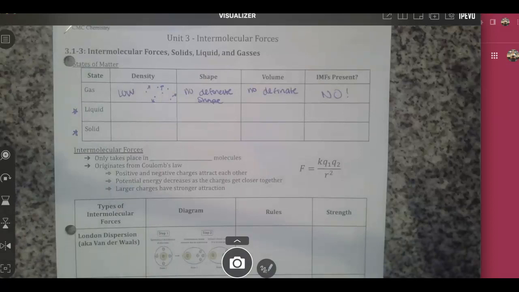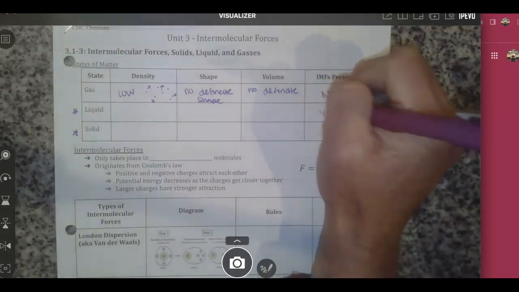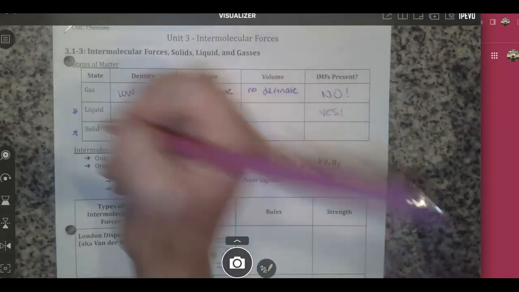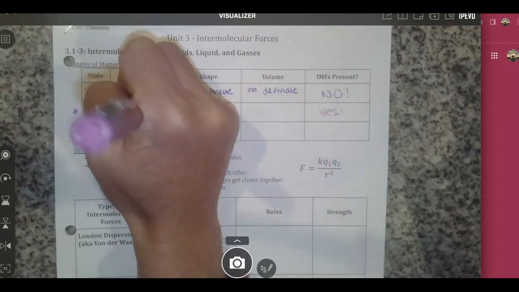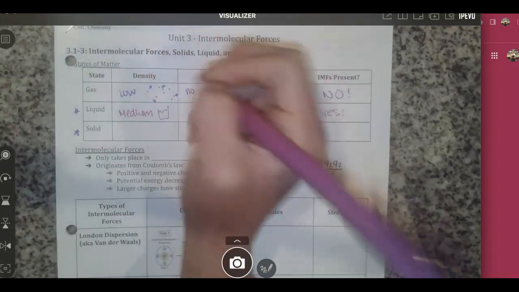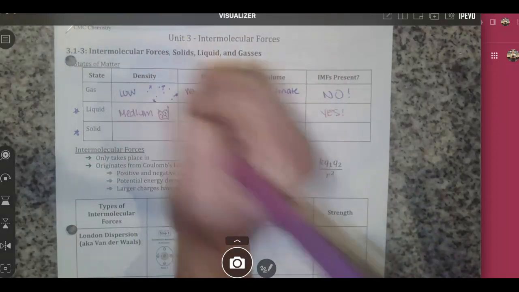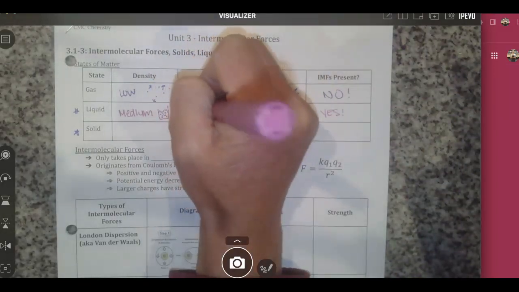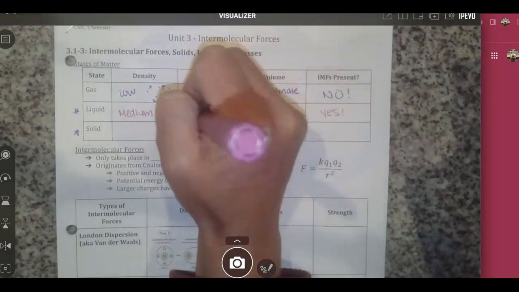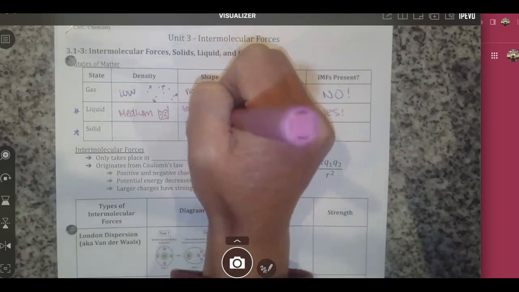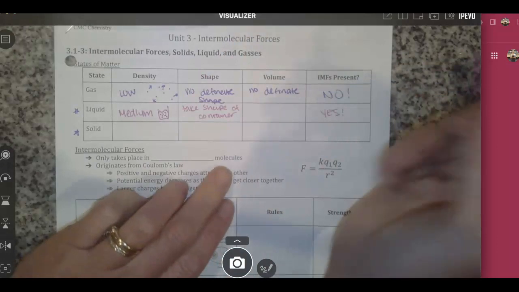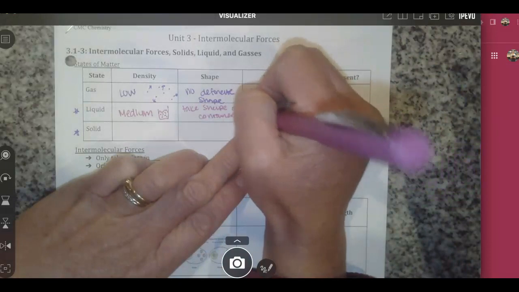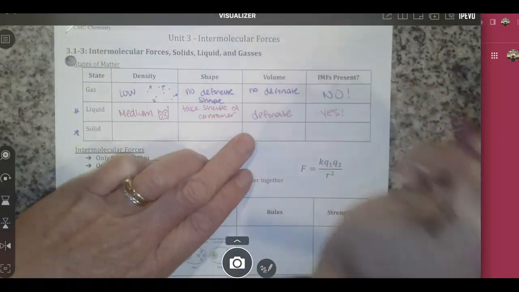Liquids and solids, on the other hand, do have intermolecular forces because these intermolecular forces are what are keeping those molecules close together. So liquids are a medium density. You've probably drawn pictures like this before. If you have your liquids inside of a container, they're going to take the shape of the container. And they do have a definite volume, right? I can pour that liquid into something and I can measure it. So it is definite. I can determine it, right?